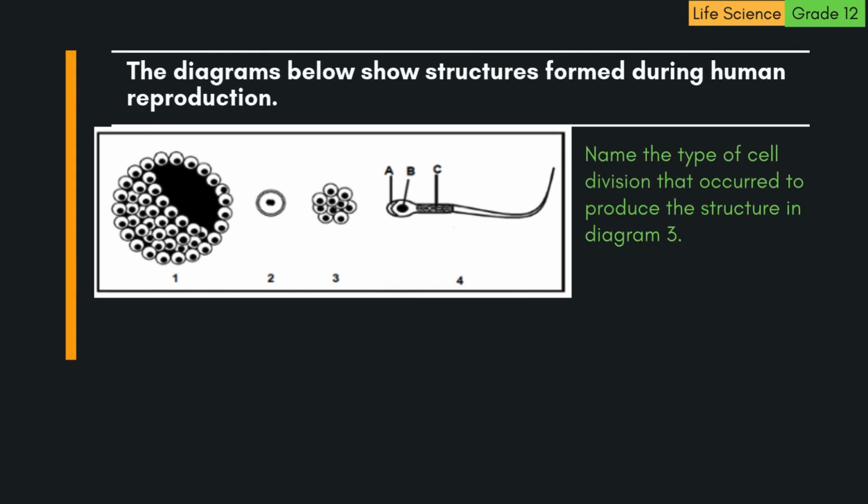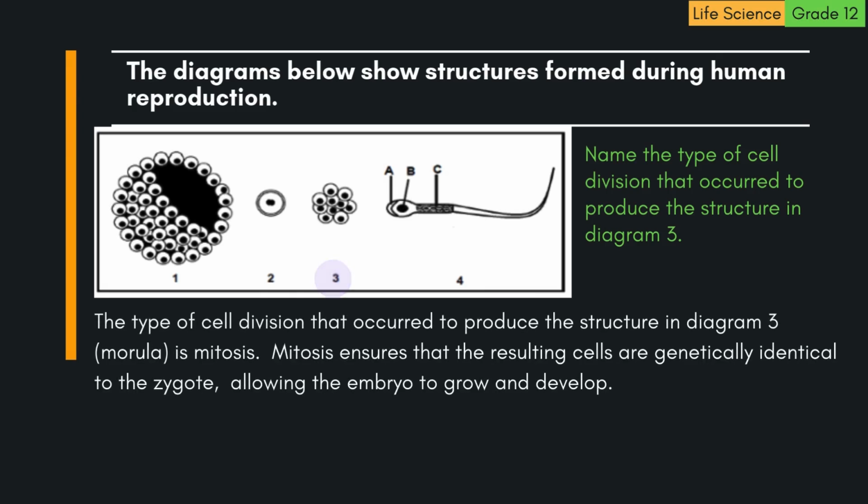Question. Name the type of cell division that occurred to produce the structure in diagram 3. The type of cell division that occurred to produce the structure in diagram 3, morula, is mitosis. Mitosis ensures that the resulting cells are genetically identical to the zygote, allowing the embryo to grow and develop.